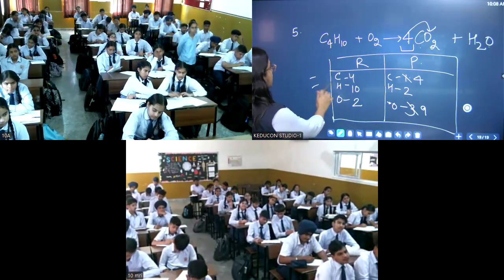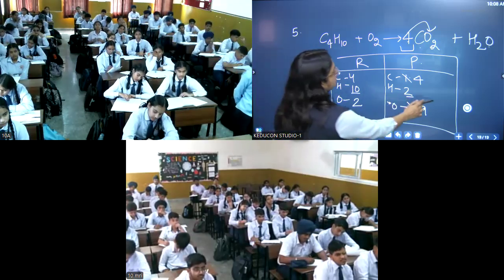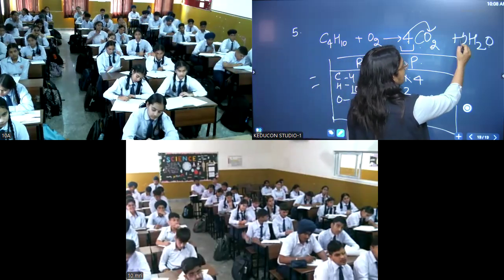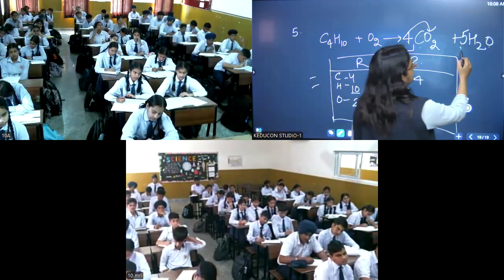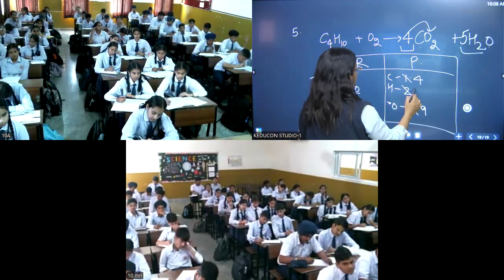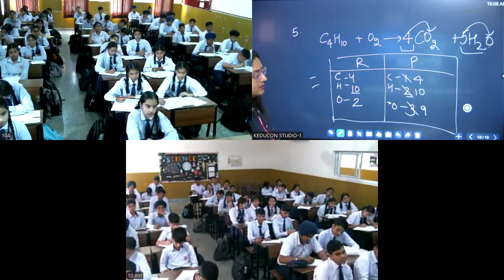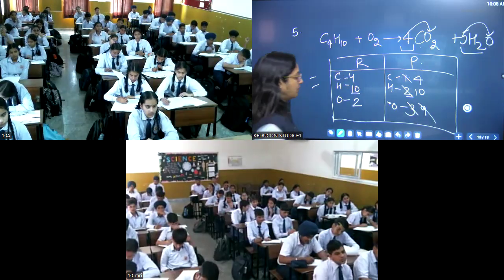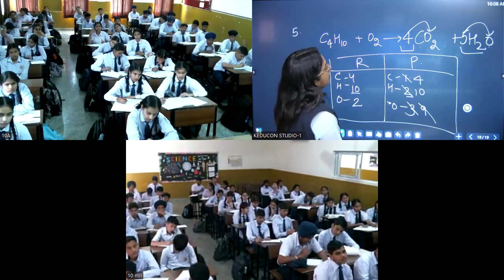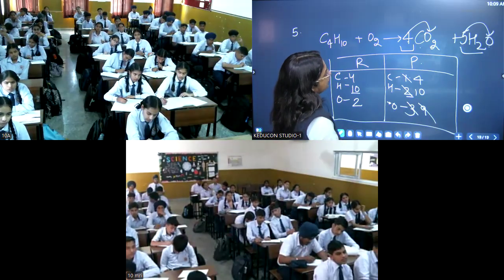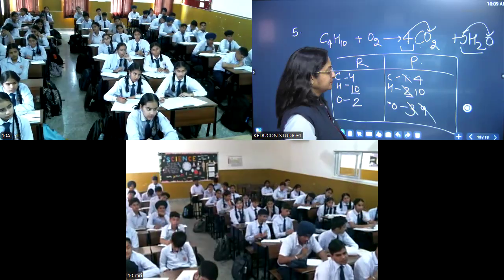Then, shall we balance hydrogen now? Yes. You have 10 here, 2 here. So what do we do? 5. Multiply this water molecule with 5. But again, this balances your hydrogen, but it is changing the number of oxygen here. What is the new number of oxygen atoms now? 8 and 5 is 13.